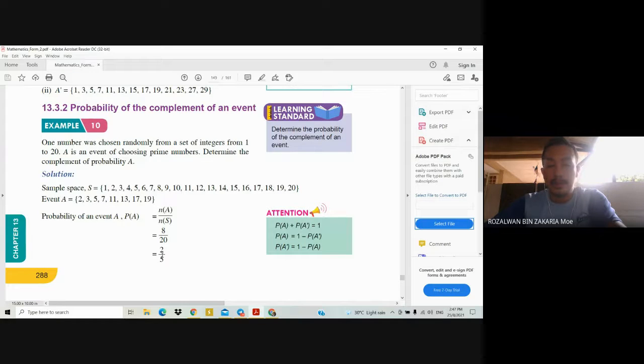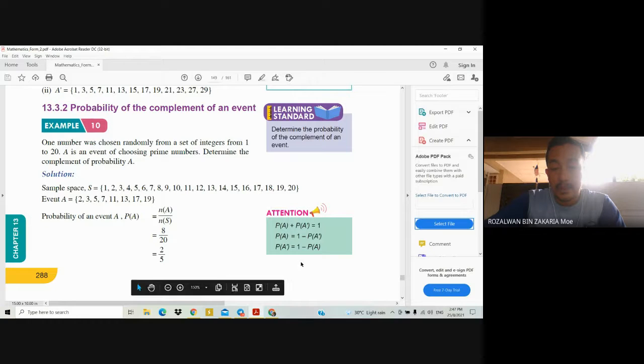This is not the answer yet, because this is only the probability of the event A. The question asks you to find the probability of the complement of the event A. So how do we find this? You can use this formula: the probability of the complement of the event A, or P(A prime). Remember, A prime means the complement of the event A. It is equal to 1 minus the probability of the event A.